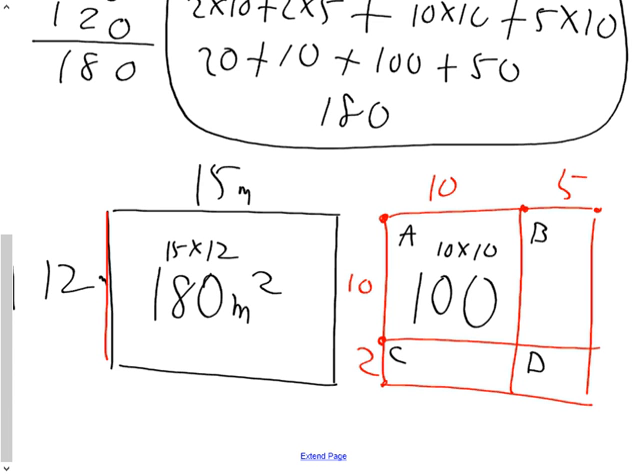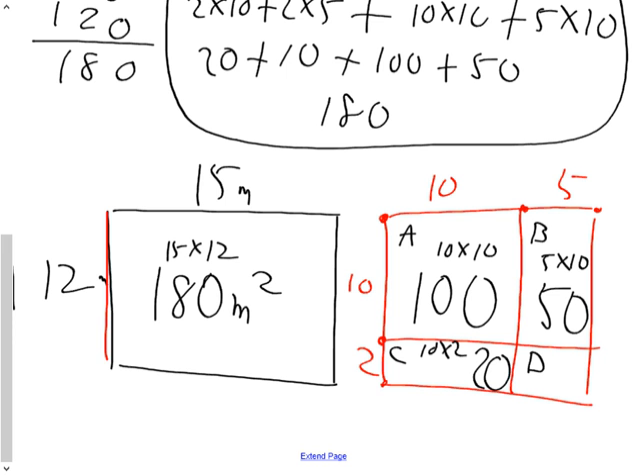What about the length and width of B? 5 times 10. Does everyone see that? So this is 5 times 10. So what's the area of B? 50. And what about C? What's the length and width of C? It's 2 by 10 or 10 by 2, isn't it? Which is what area? 20.